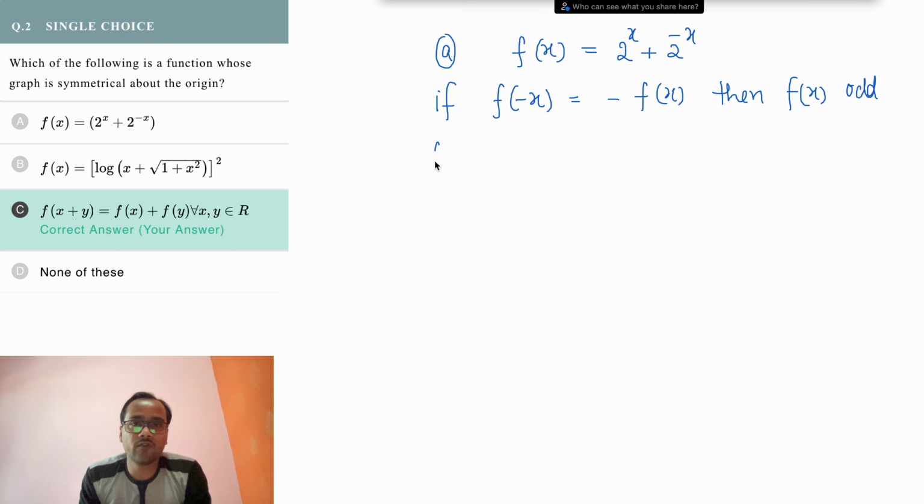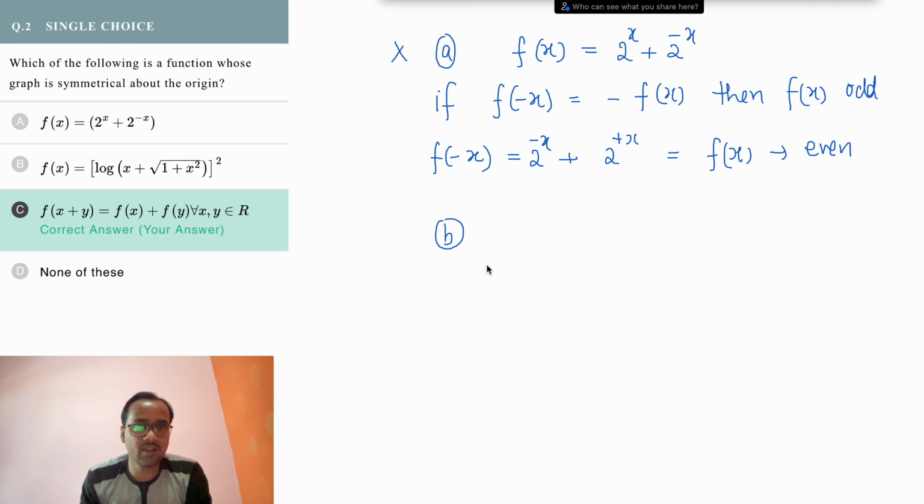Now let me check for f of minus x. f of minus x will be, in place of x I would be putting minus x, so it will become 2 raised power minus x and 2 raised power minus of minus x, that means plus x. So again we are getting the same f(x), 2 raised power x plus 2 raised power minus x. So it is an even function, not an odd function. Option A is wrong then. Clear?